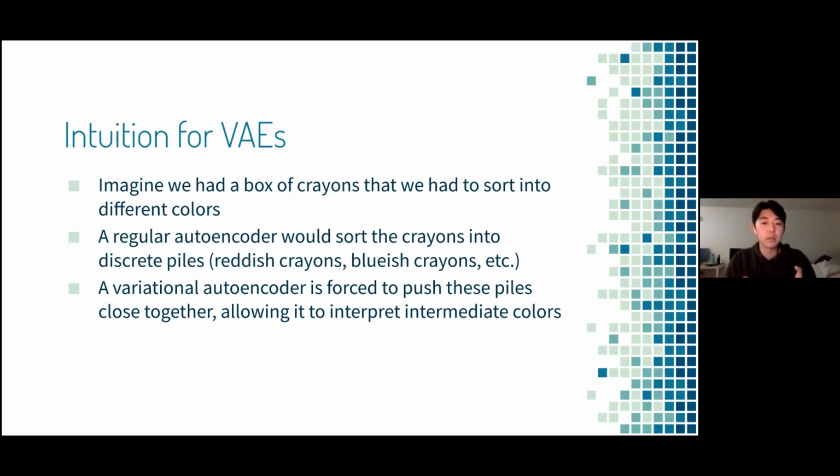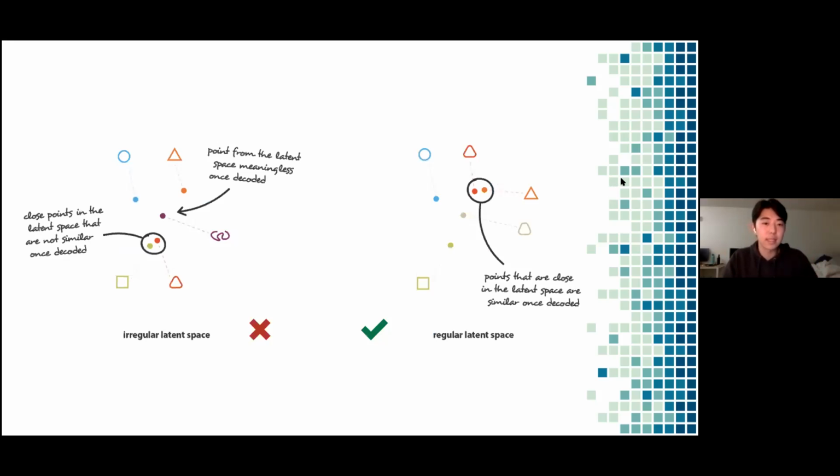Whereas with a variational autoencoder, we're restricting by regularization techniques and other similarity constraints to make these piles close together, in order for there to be a sort of interpretation of what this intermediate space between the piles represents, and what that looks like if we were to reconstruct a crayon from this. So again, to put it more abstractly, we're going to look at this more general example.